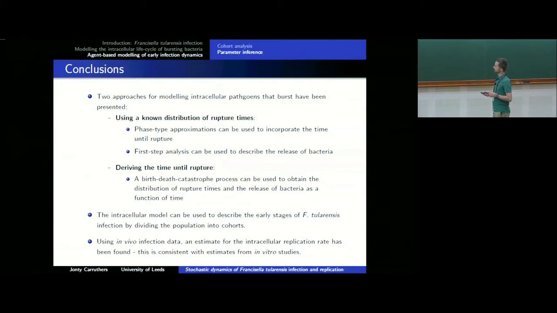And so in that case, we can get the distribution of rupture times as well as the release of bacteria as a function of time. And then we've applied what we know about that intracellular life cycle to actually model the early stages of Francisella tularensis infection. And by comparing to this in vivo data, we've managed to do some parameter inference. The nice final thing about this is that when you look in the literature for estimates of this replication rate, they say that it's approximately 6 hours or so. So actually our estimate of 0.15 seems to match up very well to that.